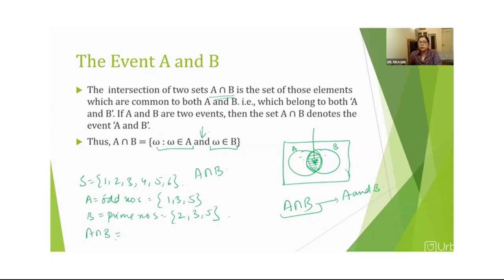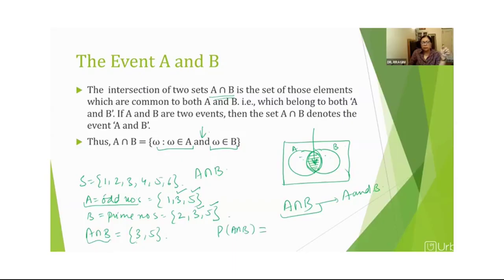Now what is A and B? A and B are the numbers, or the possible outcomes, which are common to both. That means a number which is odd as well as prime, right? So if we talk about those numbers which are odd and prime, then we have 3 and 5 which are common. So I have just used the concept of sets, but the topic is about events. When it comes to probability, then you can find the probability of this event A and B.